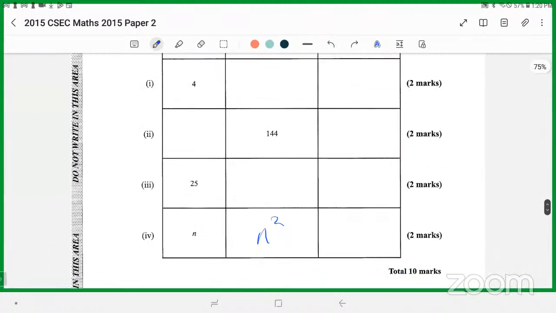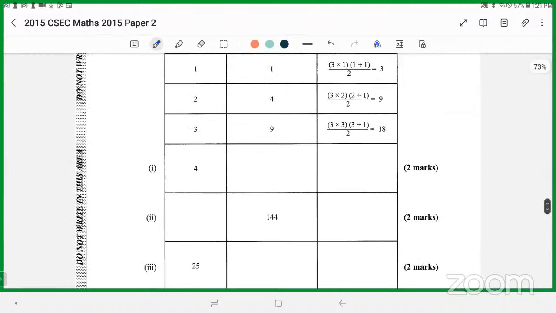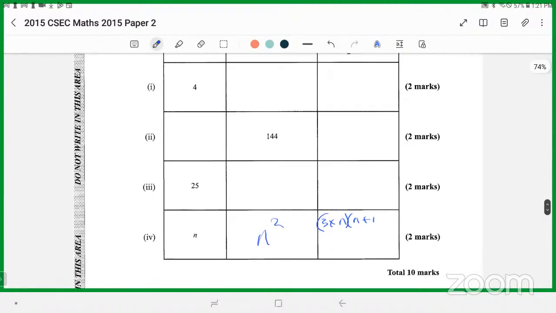So this becomes 3 times n, bracket n plus 1, and they divide that by 2. All right, so it really works out to be 3n into n plus 1 over 2. That's what it is. All right, let's fill this out now.